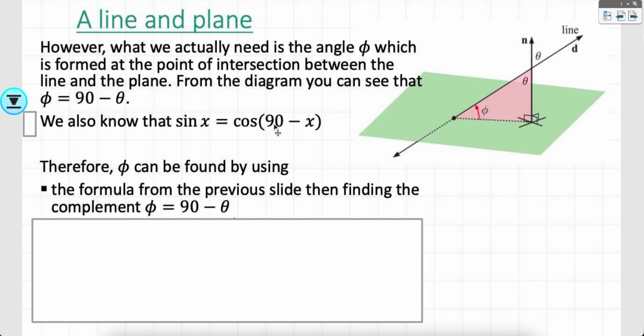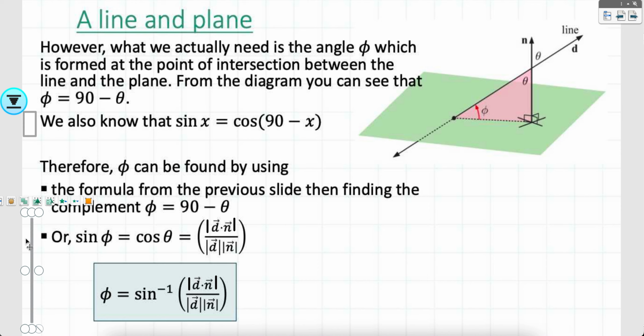We know this fact about sine and cosine. So to make our lives easier, in order to find the formula, instead of doing this extra step of 90 minus theta, instead of taking cos inverse of our equation, we take sine inverse of our equation. It will give us the equivalence of doing this 90 minus theta. So just for a line and a plane, you take the sine inverse of the equation.